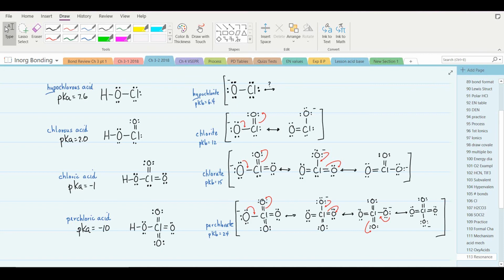And the conjugate base of chlorous acid is chlorite. We can draw 2 different resonance structures. So the negative charge is spread over 2 oxygens. It's spread out a bit, and so it's more basic than chlorate. That is, it's better able to donate a negative charge, but it's not as good as hypochlorite, in which only 1 oxygen has the negative charge.